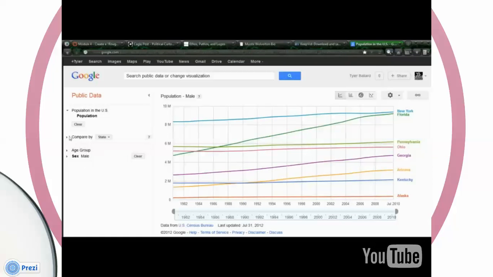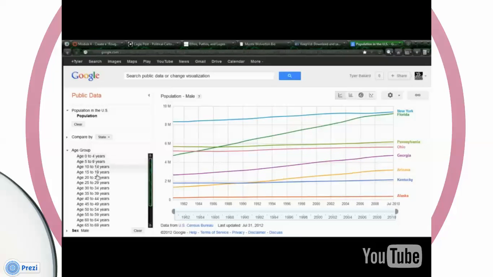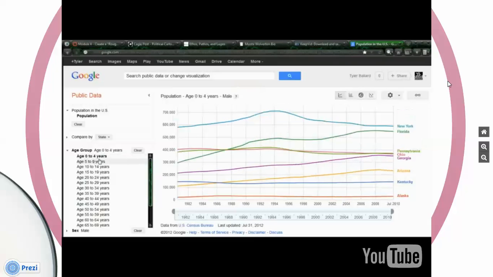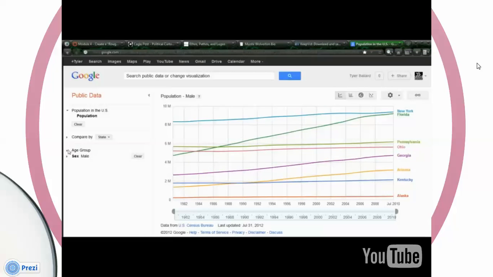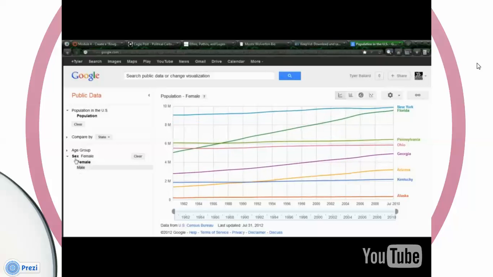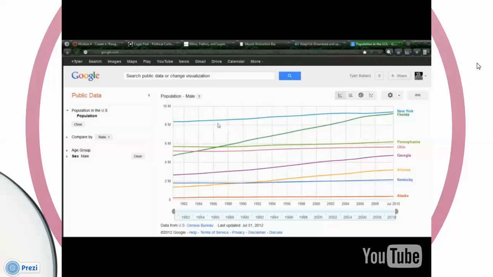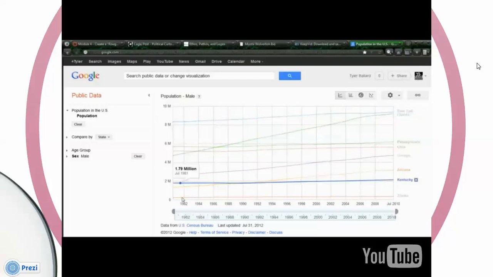And the different ways you could represent this data is by age group. And so as you can see, you can click 0 to 4, and the data set varies from what it did before. Or you could also do it by male or female, and that also varies the information. So that's just a brief overlay of what I plan on doing for my final presentation.